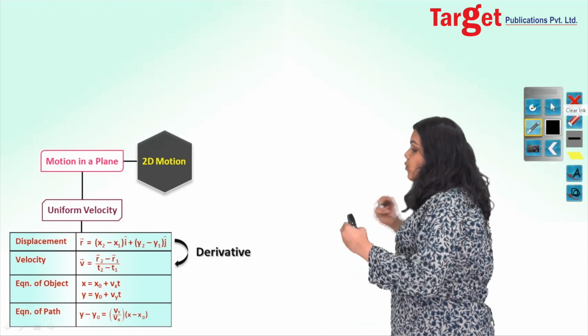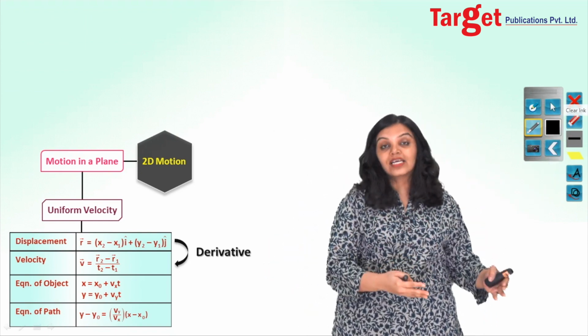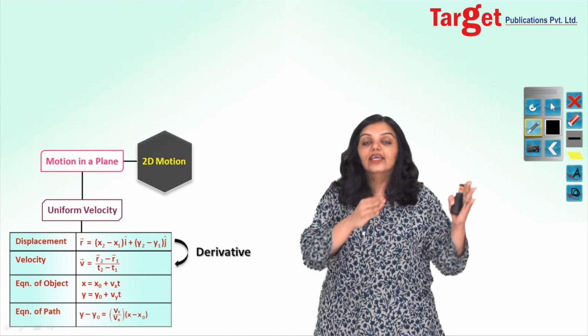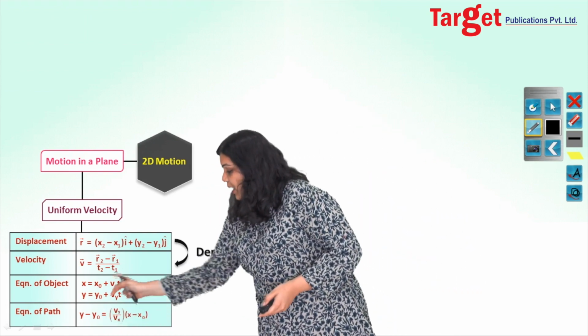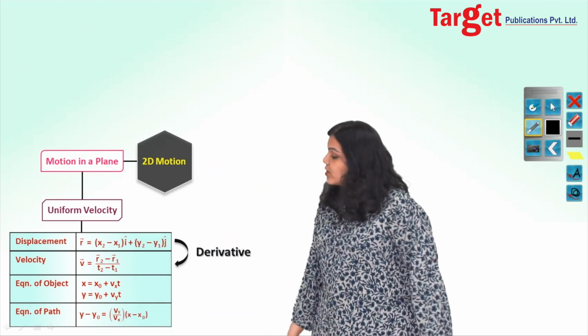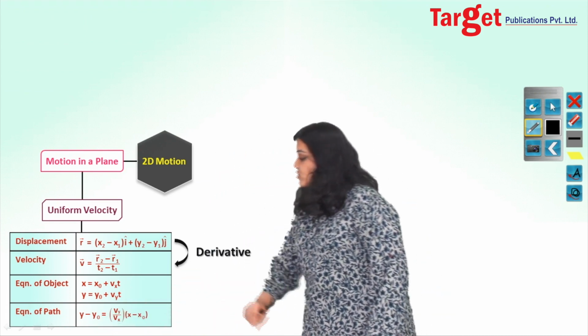So you can see that equations of motion in 1 dimension have counterparts of their equations in 2 dimensions. Finally, you look at the equation of the path. If you take a look at this equation, you will recognize that this is the equation of a straight line.